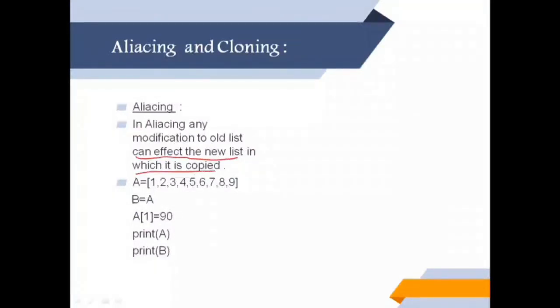That is, we have taken a list named capital A and it contains the elements 1, 2, 3, 4, 5, 6, 7, 8, 9. Now we have given the statement B is equal to A, and here A of 1 equal to 90. Now we have printed the values A and B. Now we see this in IDLE.